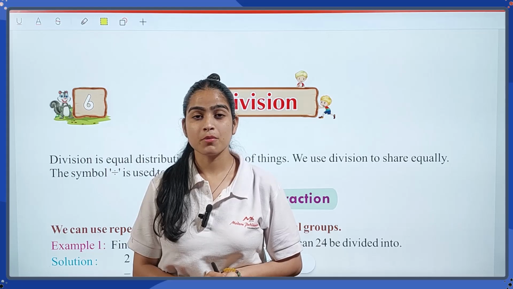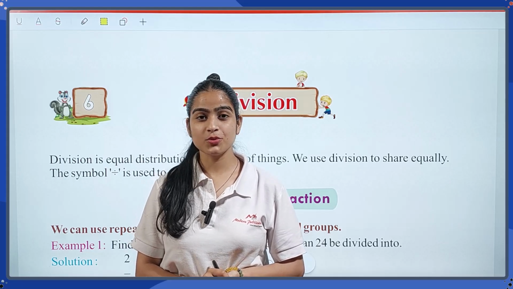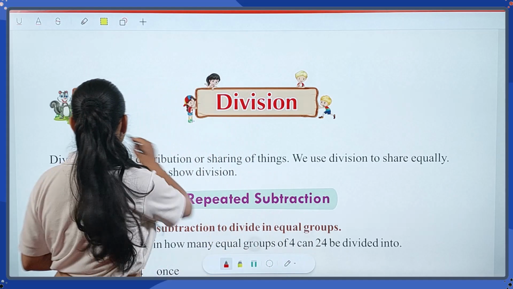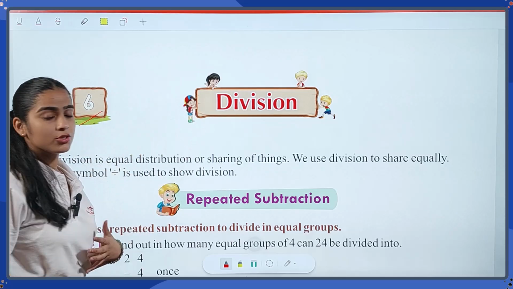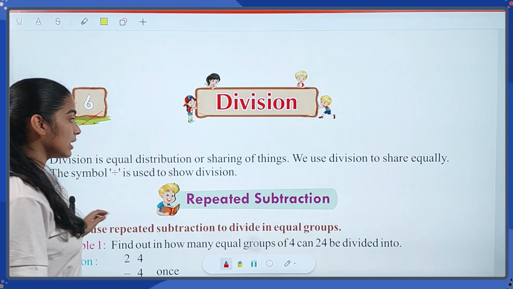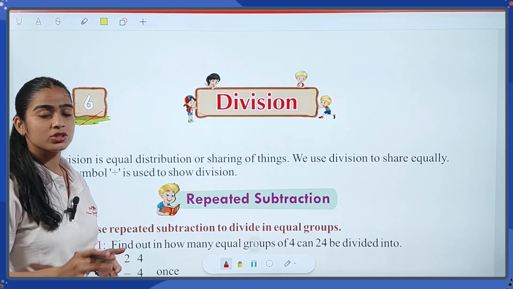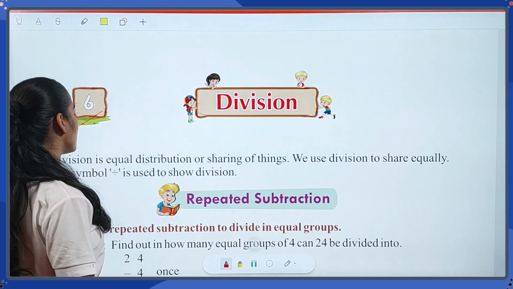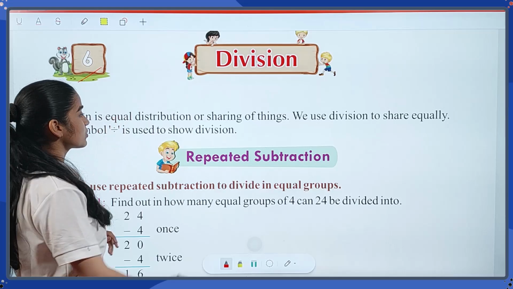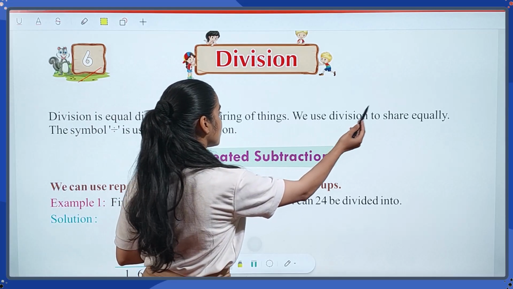So, students, I'm your mathematics educator again here with a new chapter. Today we have chapter number 6, which is division. Division means repeated subtraction. Till now, we learnt about addition, subtraction, and multiplication. Now, it's time for division. Division is equal distribution or sharing of things. We use division to share equally.